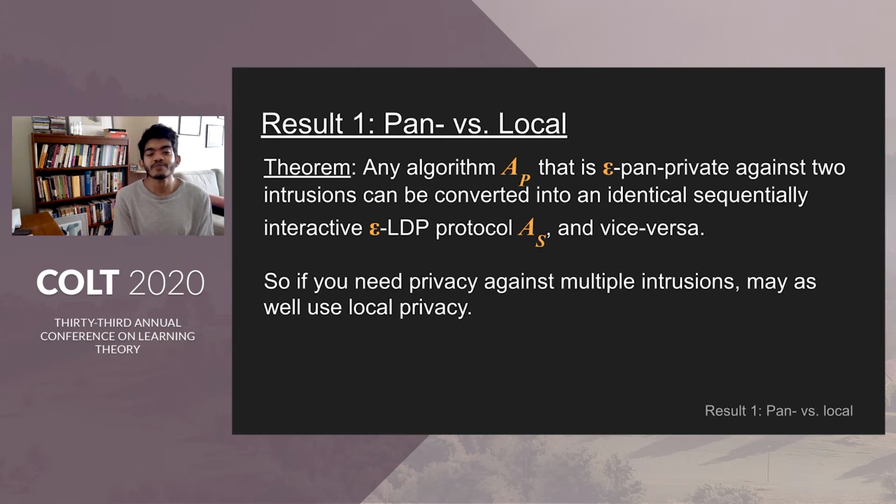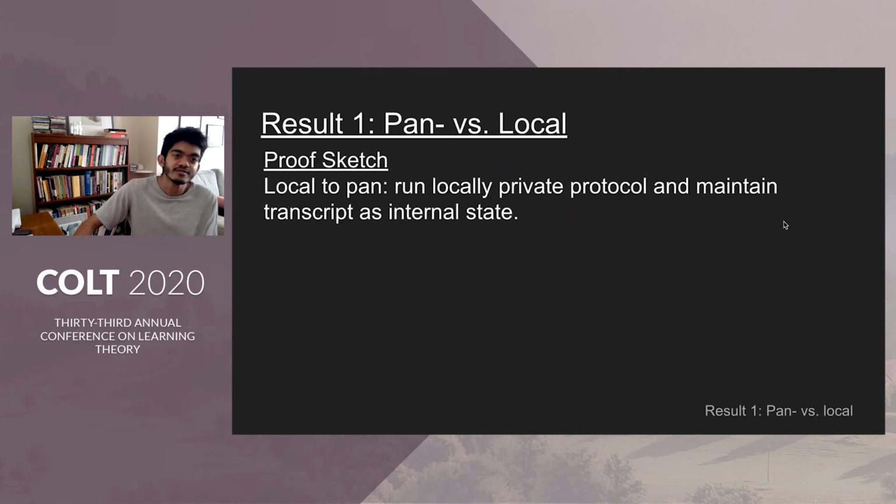So if you need pan-privacy against multiple intrusions, if you have a multiple intrusion pan-private algorithm, then you have a locally private equivalent. So really, the single intrusion pan-privacy is the only game in town. If it's multiple intrusions, then it becomes a completely different model. It becomes local privacy. So the way this works, in the local to pan direction, it's pretty simple.